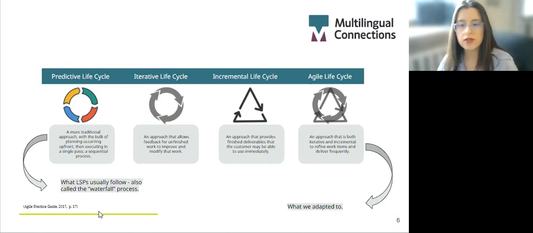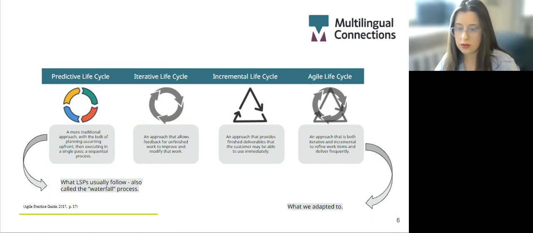Iterative and incremental life cycles are slightly different. Iterative allows feedback on unfinished work, and incremental allows finished deliverables to be delivered to the customer, which they might use immediately, even if the project is still in progress. And when we say agile, we actually mean an approach that is both iterative and incremental, which allows team members to refine work items based on feedback and deliver working software more frequently.